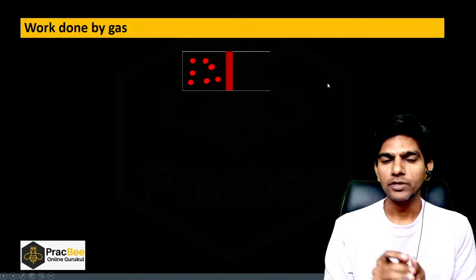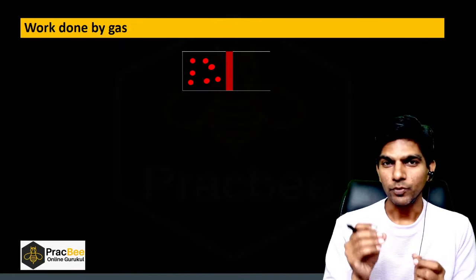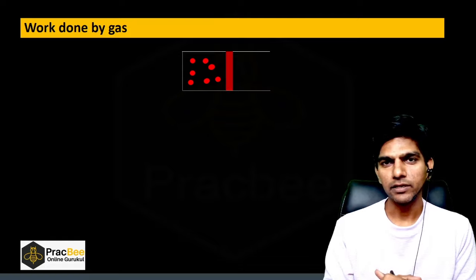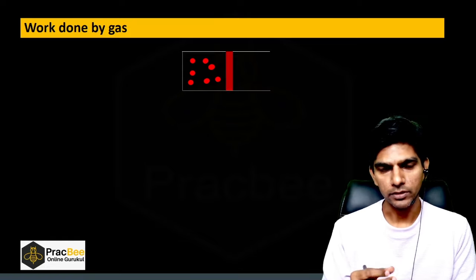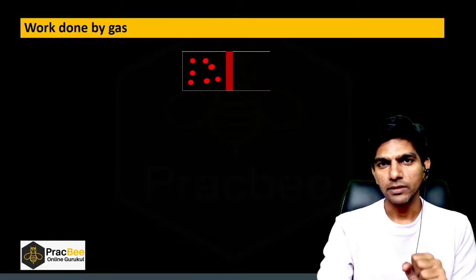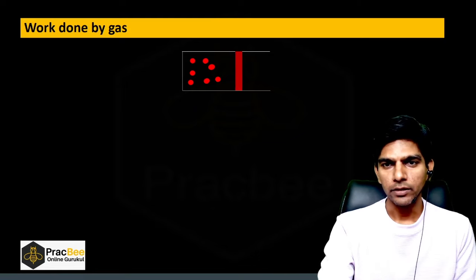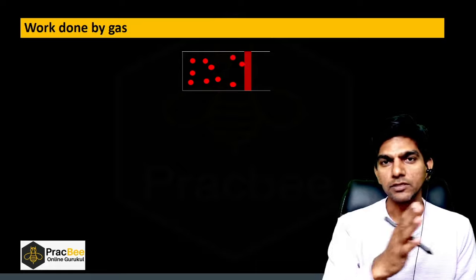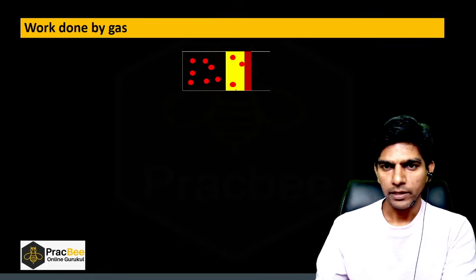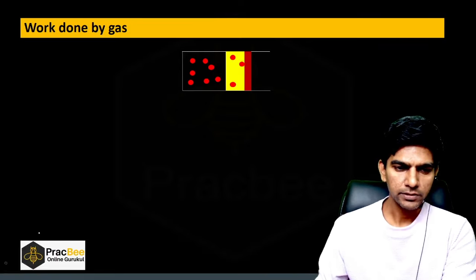Now let us see work done by a gas. This is a very important topic, so you will definitely get a question where you have to calculate work done. Suppose there is a cylinder which contains some gas and there is a piston. Due to the pressure of the gas, there is a displacement in the piston, and let us say the displacement is dx.